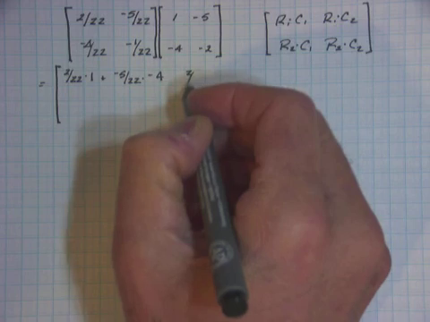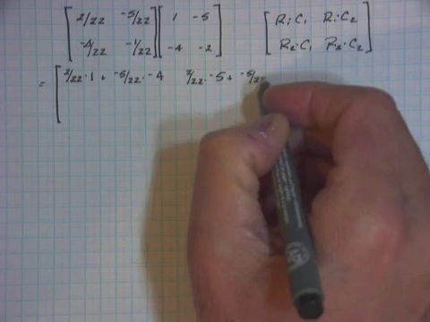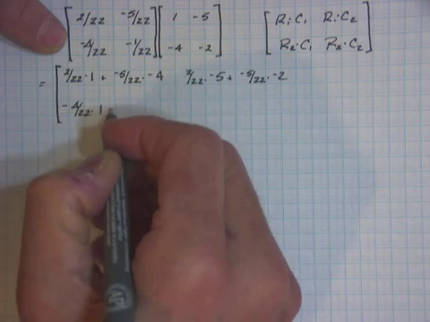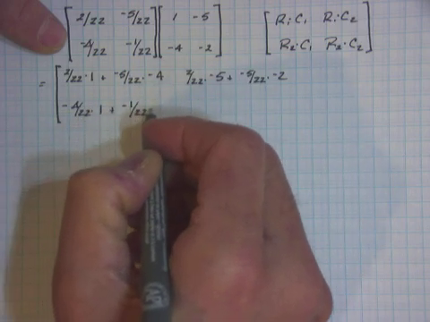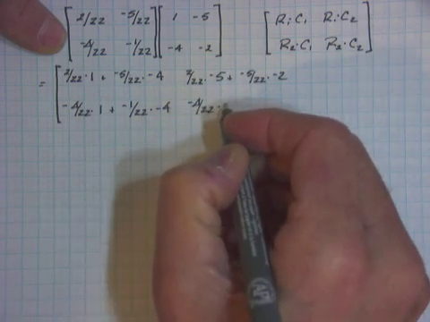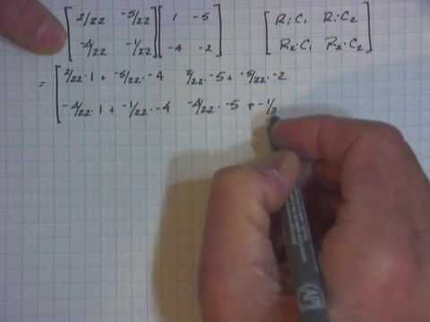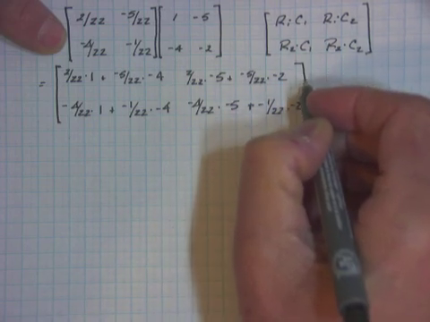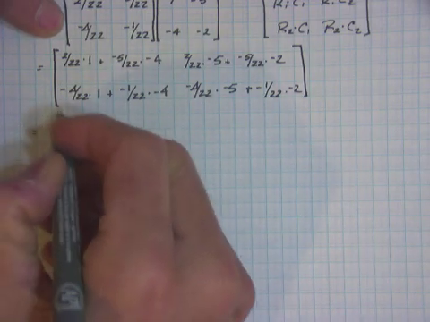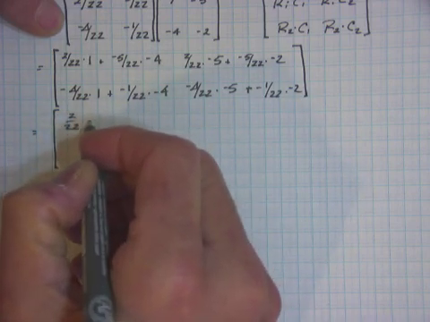two over 22 times 1 plus negative 5 over 22 times negative 4. 2 over 22 times negative 5 plus negative 5 over 22 times negative 2. Then we've got negative 4 over 22 times 1 plus negative 1 over 22 times negative 4. And then we've got negative 4 over 22 times negative 5 and, this is plus negative 1 over 22 times negative 2. So we've got some arithmetic to do there.